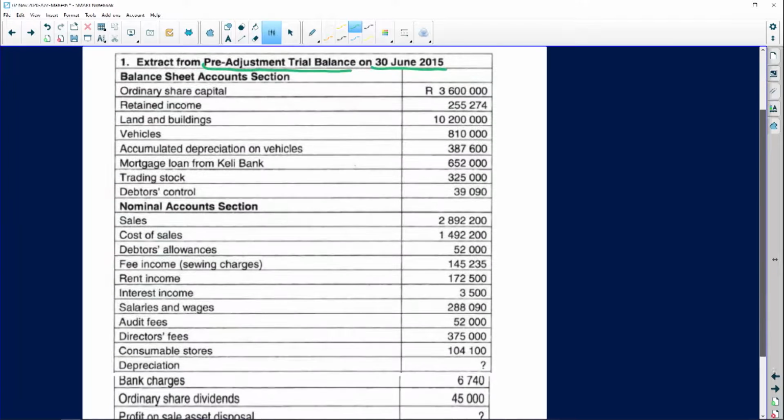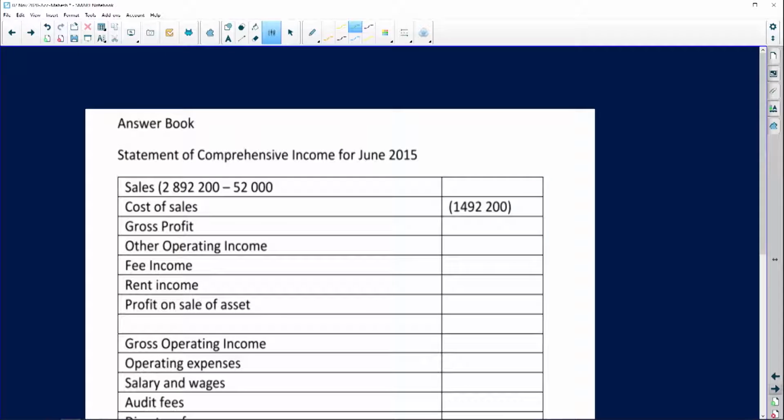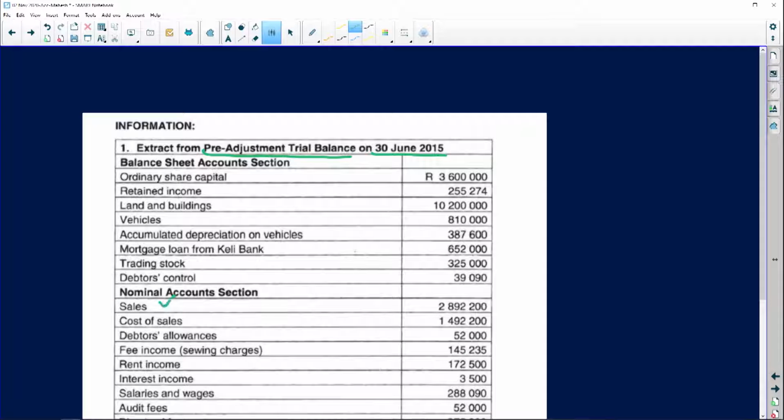Right, so as usual, I've got a balance sheet account section and then a nominal account section. Now, as I already mentioned, I'm focusing on the income statement or the statement of comprehensive income. So before we tackle the year-end adjustments, let's quickly bring down balances in terms of the income statement. As you can see, I've already brought down sales and debtors allowance. Remember, sales minus debtors allowance. Cost of sales was filled in for me. So let's move on to the other balances. So sales, cost of sales, debtors allowance filled in.